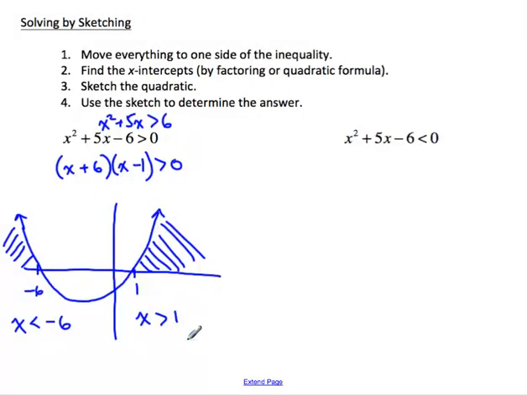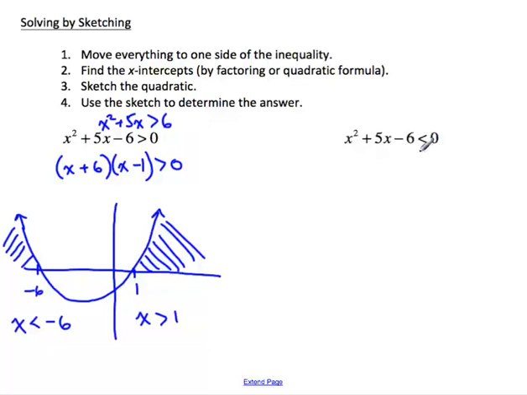We can check if we would like by plugging in numbers. So plug in a number greater than 1, let's say 5, you would get 11 over here, times 4, 11 times 4 is 44, which is greater than 0. Plug in a number left of -6, let's say -7, you plug in -7 here, you're going to get -1. You plug in -7 here, you get -7 minus 1 is -8, so -1 times -8 is +8, which is greater than 0. So that's how you solve inequalities by sketching.